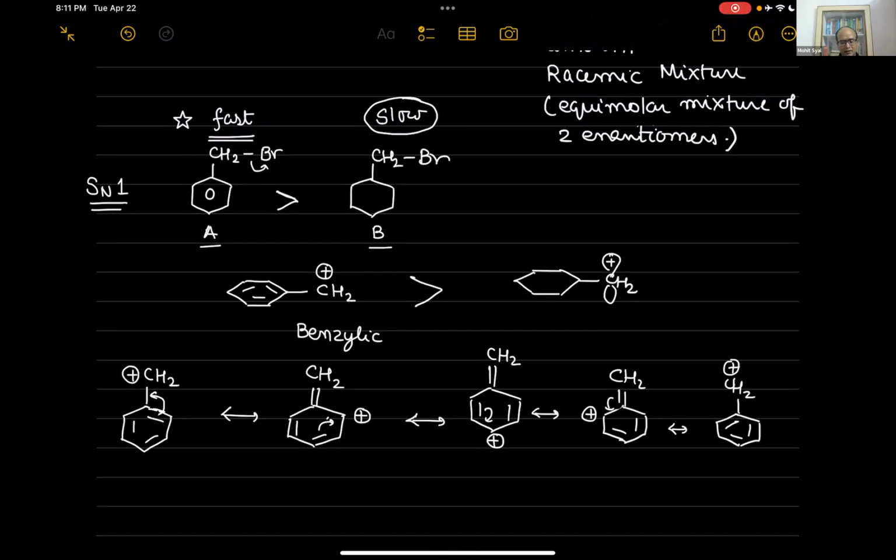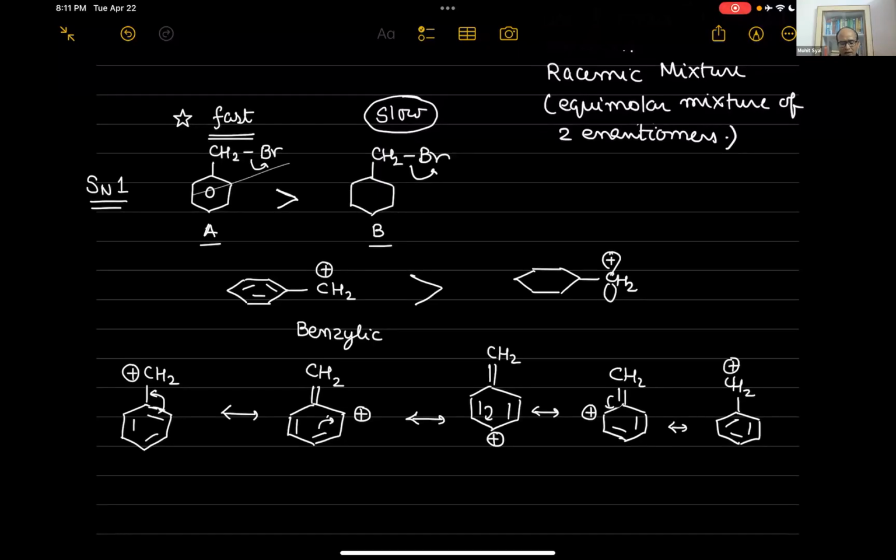Okay, the reason is, though both are CH2Br, both groups are big. Benzene is also a bigger group. This cyclohexane is also a bigger group. So why does the reaction of A proceed with a faster rate, while the reaction of B proceeds with a slower speed? What could be the reason responsible for controlling the rate of SN1 reaction? Okay, the reason is stability of carbocation.